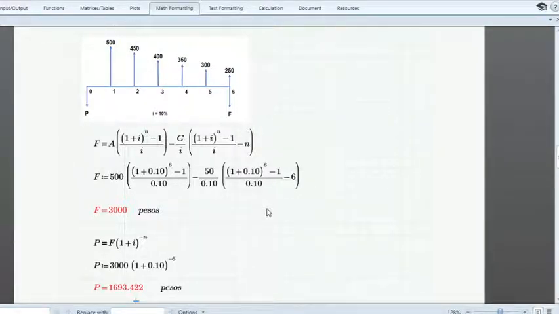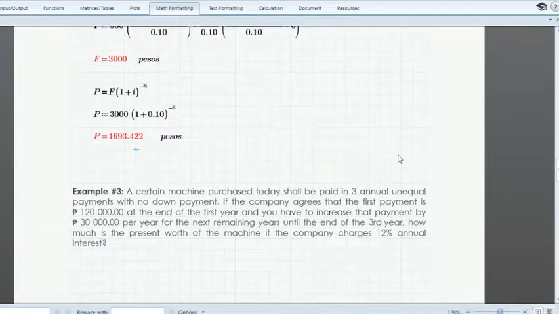So, ganun. Okay, kapag hinanapan ka ng present worth, daan ka muna kay future bago ka dumiretso kay present. Okay? So, nakikita na kung paano gagamitan yung formula. So, don't worry, meron pa tayong other examples na naka-ready. So, we have the third example.